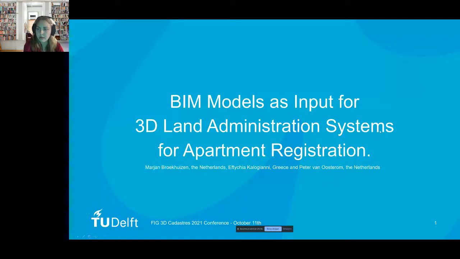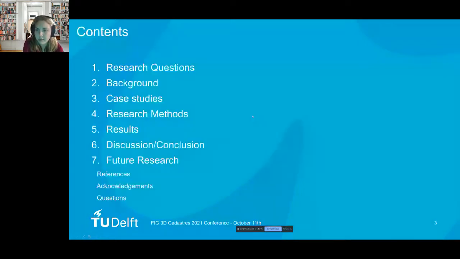So in this presentation, first I will present the research questions. Then I will present some background on the Dutch land administration system, the LADM, and also BIM IFC. Then I will present the case studies. Then I will present the research methods, which include the validation methods of BIM IFC models. Then I will present the results. And then there's some time for discussion and conclusion, and for some questions.